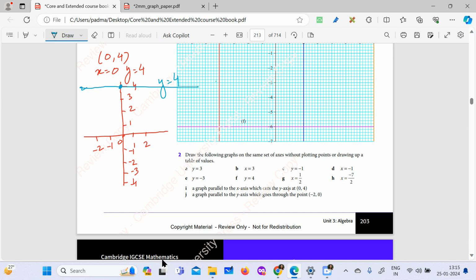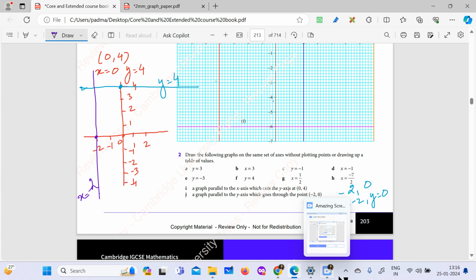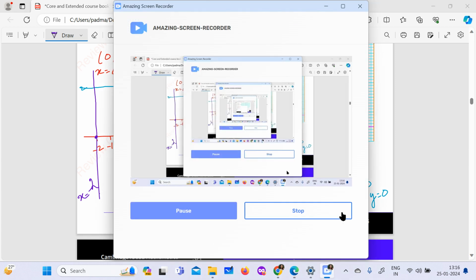Next is a graph parallel to the y-axis which goes through the point (-2, 0). It means that x is equal to minus 2 and y is equal to 0. So let's see where x is equal to minus 2 is. x is equal to minus 2 and y is 0 here. So I will draw one line like this. You can see that this line is parallel to the y-axis, and I can say that this is the graph for x is equal to minus 2. I hope this is clear for everyone, how to plot a straight line graph. See you in the next class.